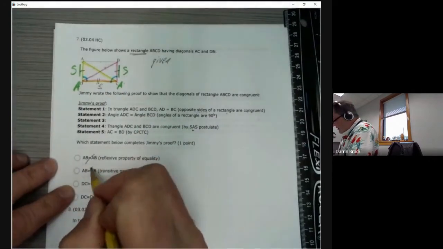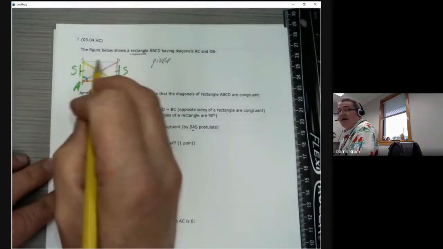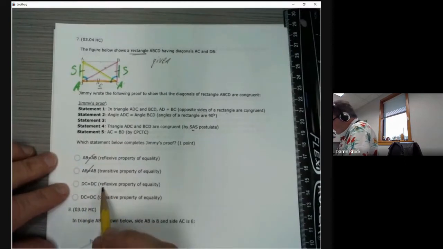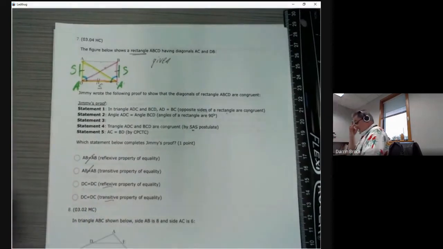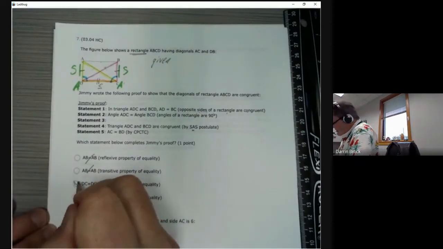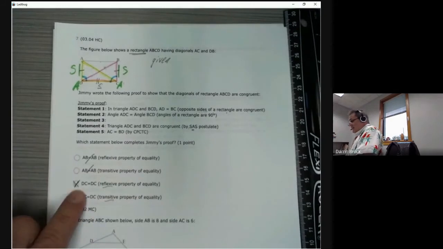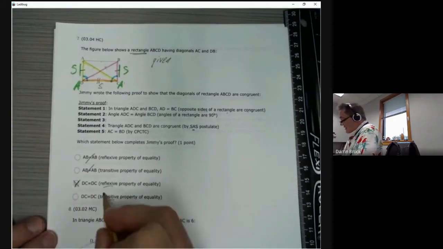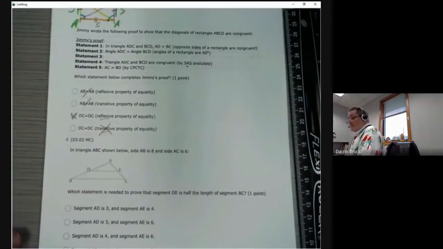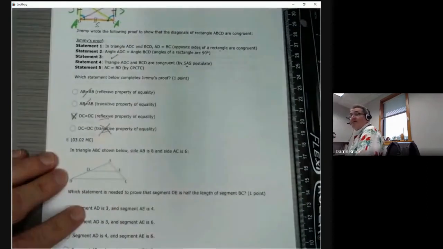So it's not AB, because up there has nothing to do with it. AB has nothing to do with either triangle. It's true, DC equals DC, but which property tells us that? Is that the reflexive or is that the transitive? We just had the reflexive. We just talked about that. It's like a reflection. It's going to be exactly the same. It's the reflexive property, not the transitive. So the answer is DC equals DC because of the reflexive property of equality. That would be line 3 right there.